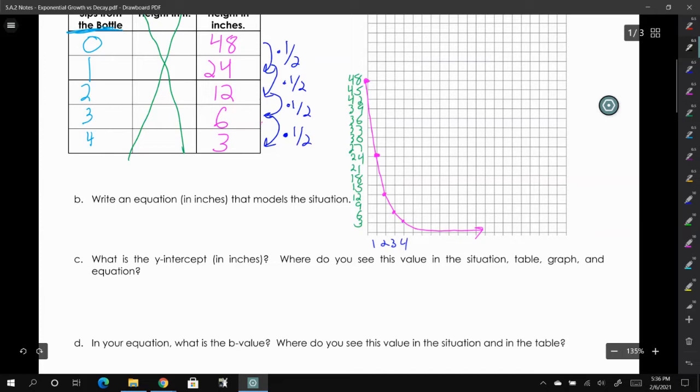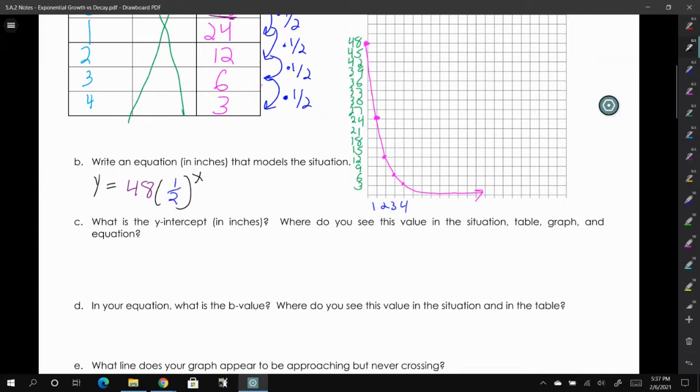So to write an exponential equation, y equals, our starting value is going to come first. Where did we start? Well, we started at 48 inches. So we do 48 times our growth rate, or in this case, our growth rate is actually 1/2. It's a fraction. Times 1/2 to the x power. So that is the equation for this. For any exponential equation, we talked about this the other day. Remember, a times b to the x, where a was your starting value and b was your growth rate.